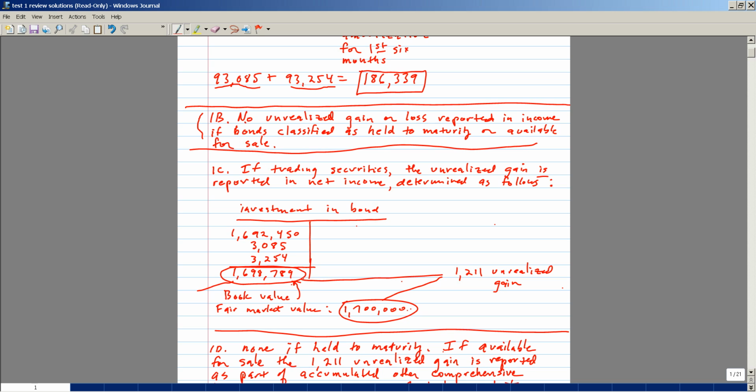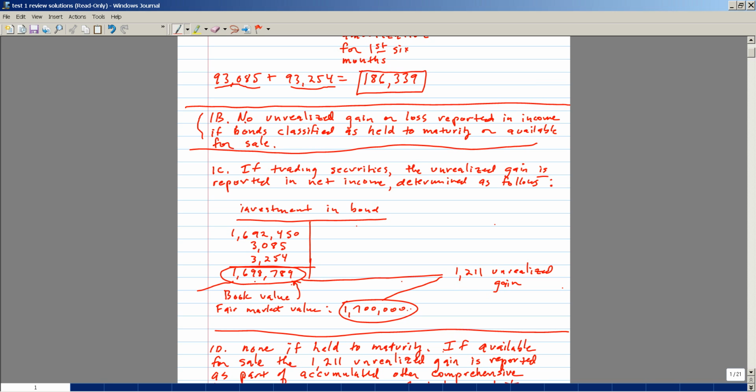Compare that book value of the bond to the fair market value of the bond, which is given in the facts of the problem to be $1.7 million, and the difference, $1,211, representing an excess of fair market value over the amortized cost of the bond. That's an unrealized gain, and that will flow through to the income statement as a part of net income if the bonds are classified as trading securities.